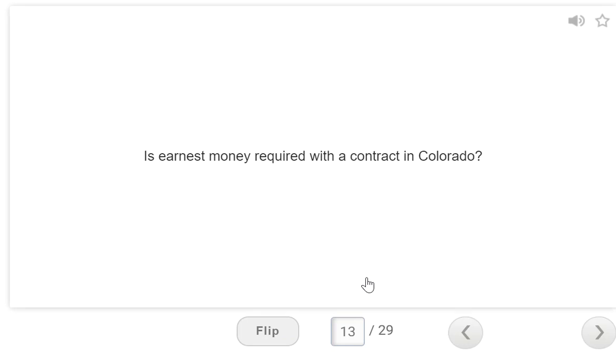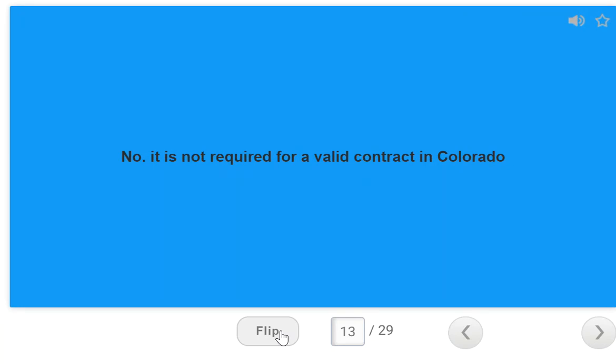Is earnest money required with a contract in Colorado? Do you even need earnest money here? Nope, it is not required for a valid contract in Colorado. So the buyer can say they aren't giving any earnest money, and if the seller agrees, that is a valid contract.